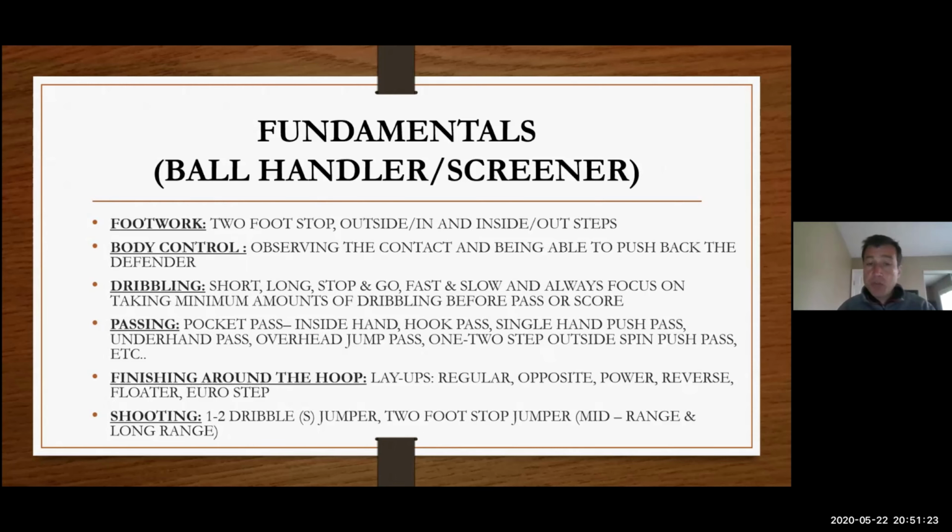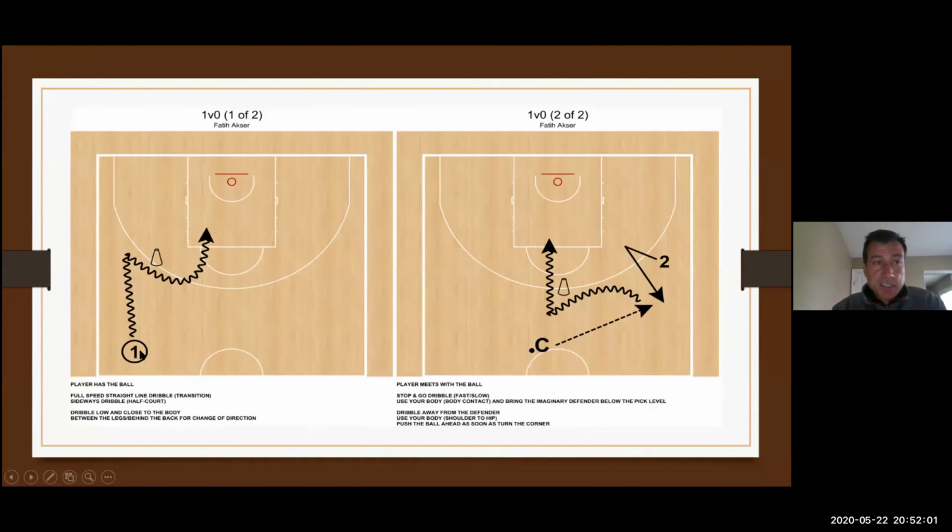And finishing around the hoop, in terms of layups, love jumper and 2 dribbles and a follow-up jumper, and a lot of 2-foot stop jumpers, and mid-range and long-range, of course. In terms of drill-wise, this is one of those drills that commonly everybody uses. There's nothing magical in this, but what we would like to focus on, of course, is every single thing that you want to teach.